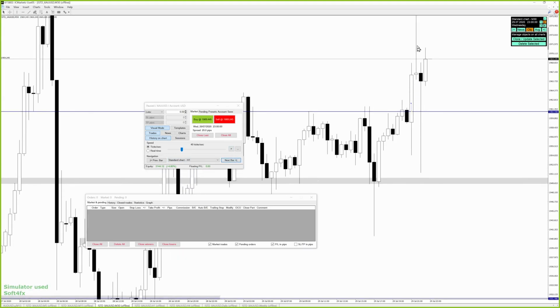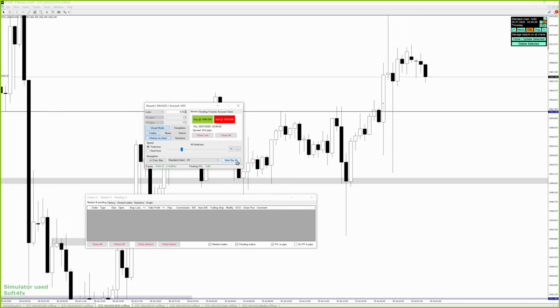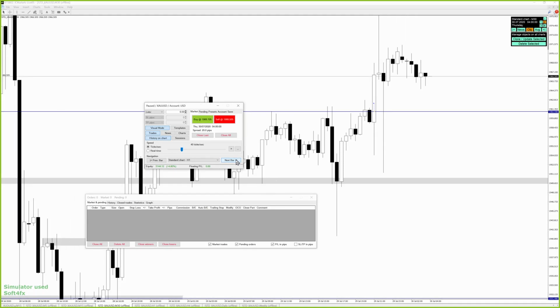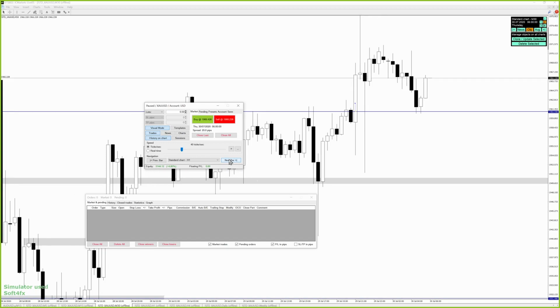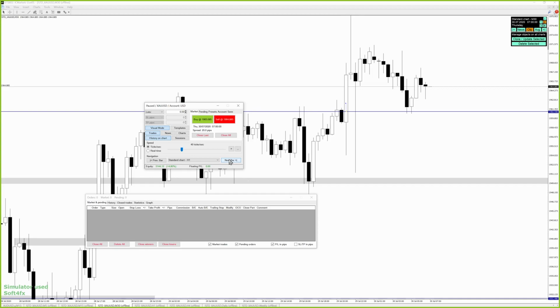Damn, we moved up, came down, rejection, and moved right back up. Crazy. Let's see how this affects the Asian session here. We're moving into the Asian session, kind of ranging over here. Yeah, crazy. Let's move on back to our chart.